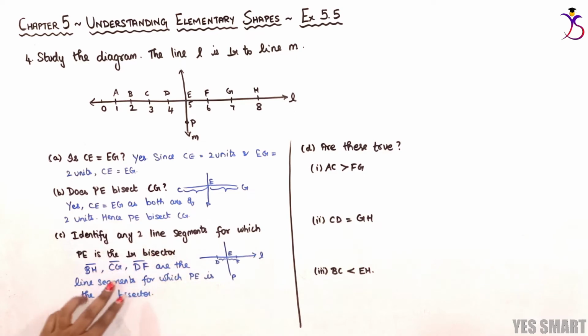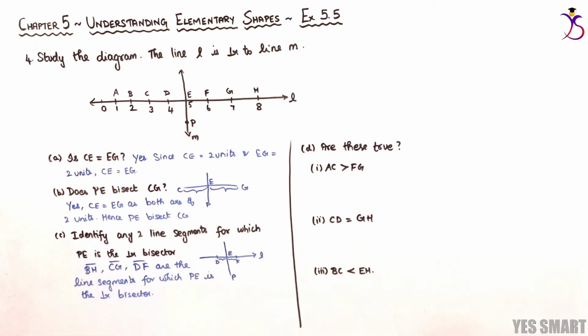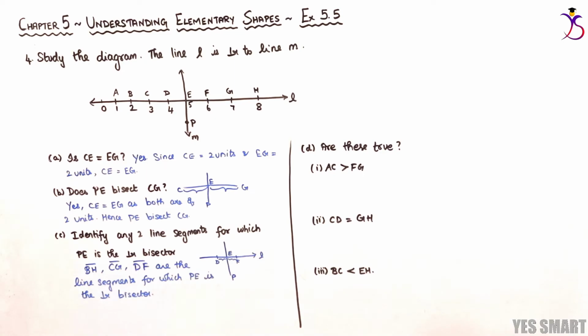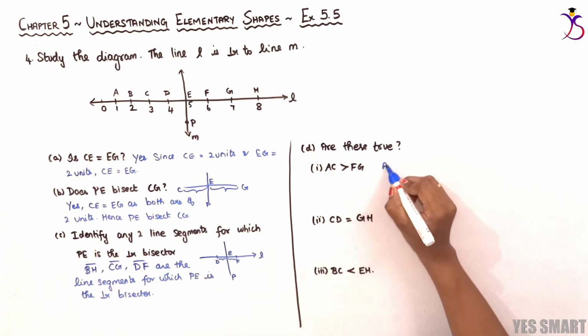They have asked us to write any two. So out of these three, we can write any two. PE bisects all the three line segments only because from the center point E, we are just calculating the distance accordingly. Now moving on to question D, are these true? So we are supposed to say whether the given statements are true. AC is greater than FG.